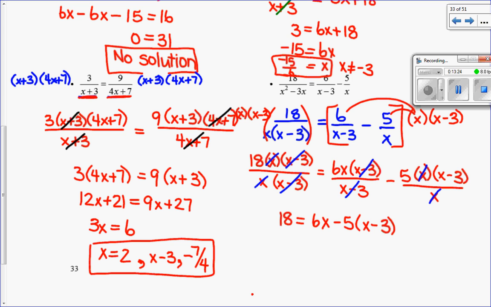Okay, when I keep that going, I've got 18 equals 6x. Now I'm going to multiply this -5 by the x and by the -3, and I end up with plus 15. Now, if I combine like terms, I've got 18 equals 6x minus 5x, which is just x, plus 15. If I subtract 15 from both sides, I've got x is equal to 3.